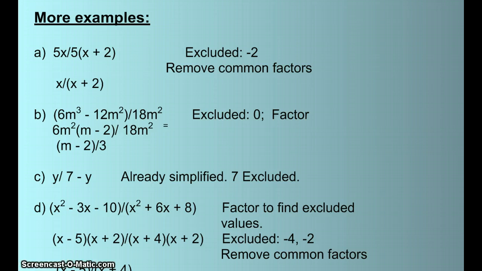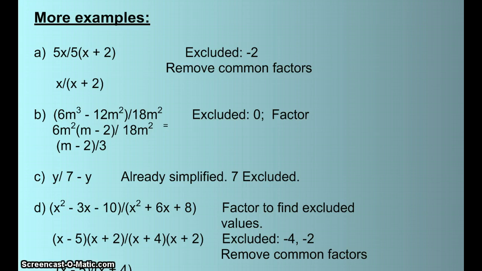Then you have something in common in the numerator and denominator. You have a 6m squared in both. So let's divide that out. The numerator then becomes m minus 2, and the denominator 3. In C, we have y divided by 7 minus y. This is already simplified, so you don't have to factor it at all. You can already tell what the excluded value will be, because with 7 minus y it's easy to determine that y cannot be 7.